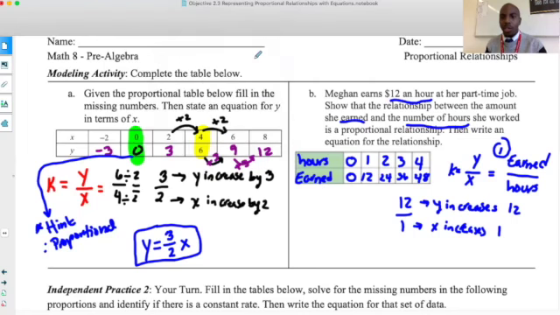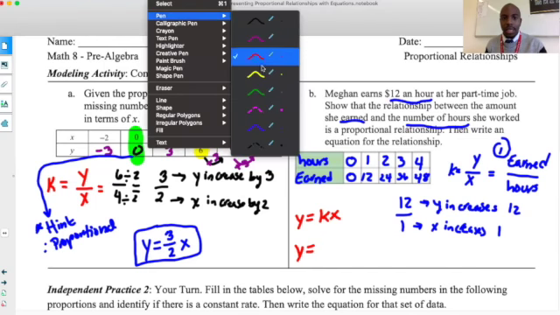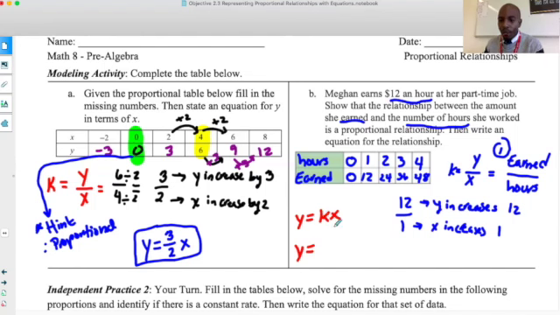I'm missing my equation. What is the equation here? Remember, the equation that we're looking at today is y is equal to k times x. K is your constant. K is telling you what's happening to the x and what's happening to the y, right? So my equation is y is equal to my k value, which in this case was 12, because if I do 12 divided by 1, I get 12. If you want to write 12 over 1 here, that's fine, but just know that that's the same as y is equal to 12x.